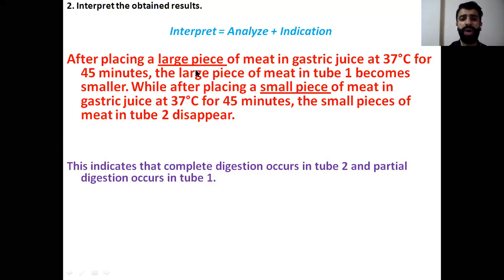Did you notice here, why did I underline large piece and small piece? Because large piece and small piece, it's very important to mention since they are the variable factor. Indication should be specific for the experiment. We have large piece and small piece, so the complete digestion will occur in the small pieces, which is in tube 2, while partial, meaning incomplete, digestion in tube 1.